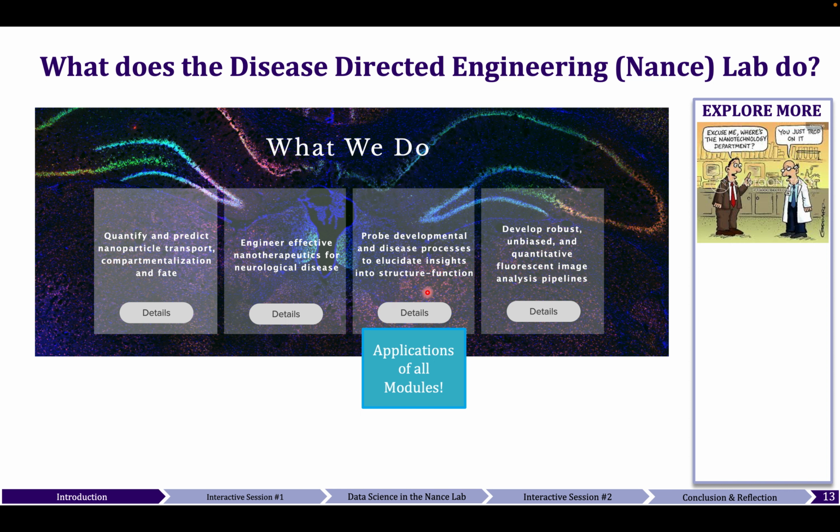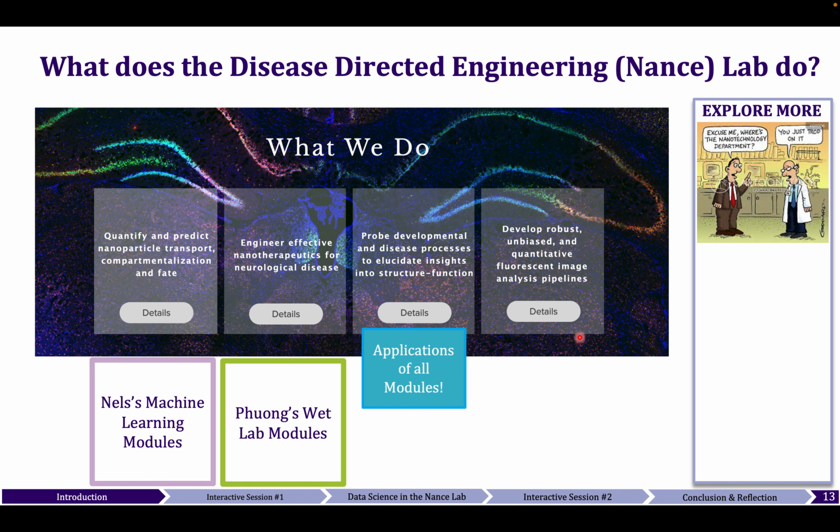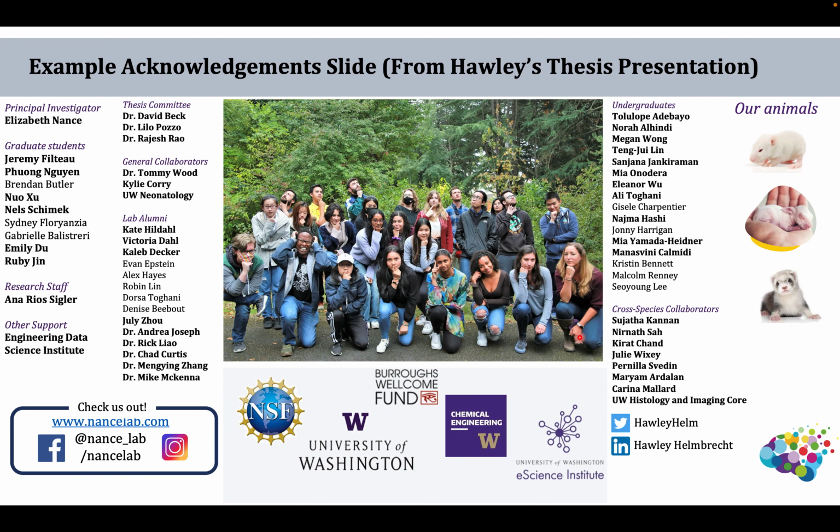And then we also probe developmental and disease processes to elucidate insights into structure and function of the brain, and develop robust, unbiased, quantitative fluorescent image analysis pipelines. All of our module applications are to probe developmental and disease processes, but I'll be teaching a lot on this developing robust side. So you'll really get a lot of different aspects to the Nance Lab through the summer program. So Nels's machine learning, Foon's wet lab modules, and my data science modules.